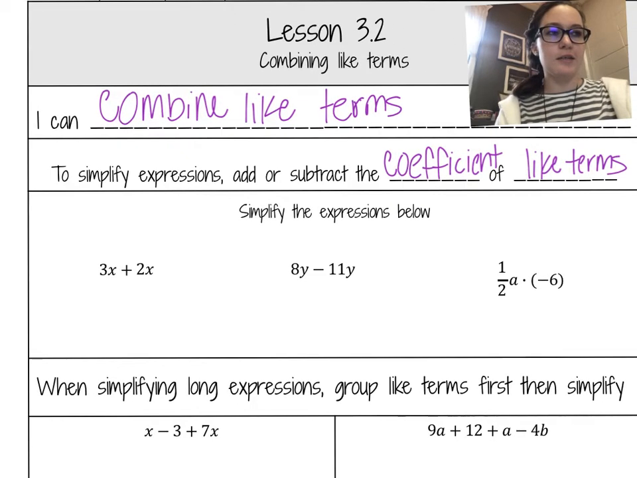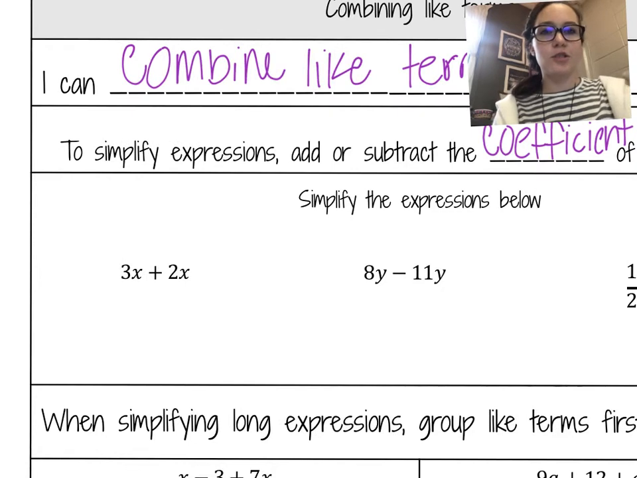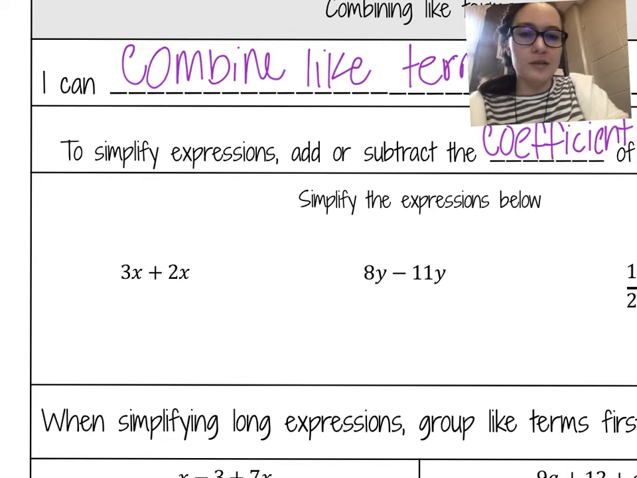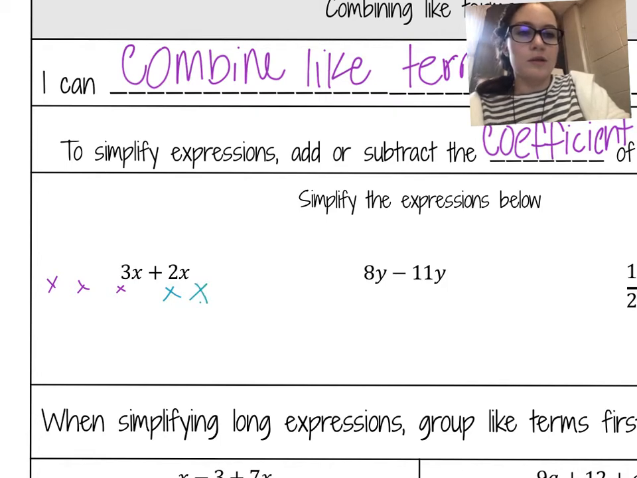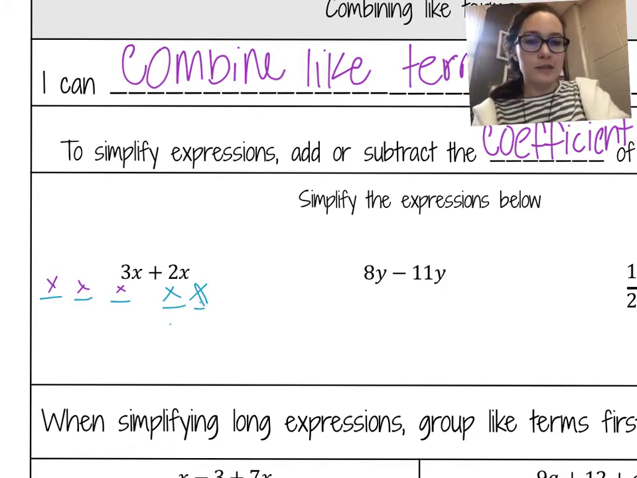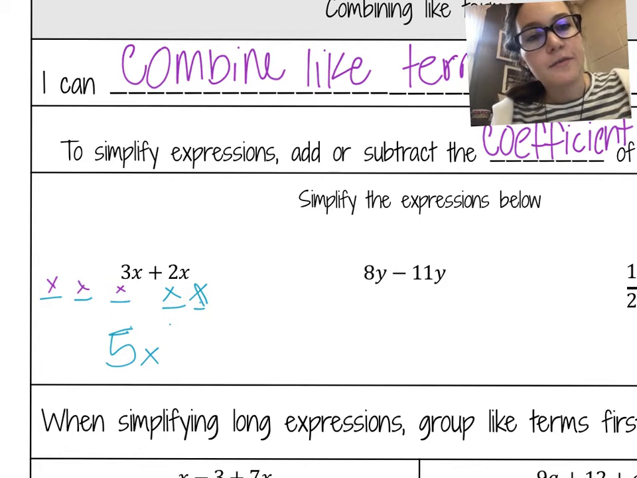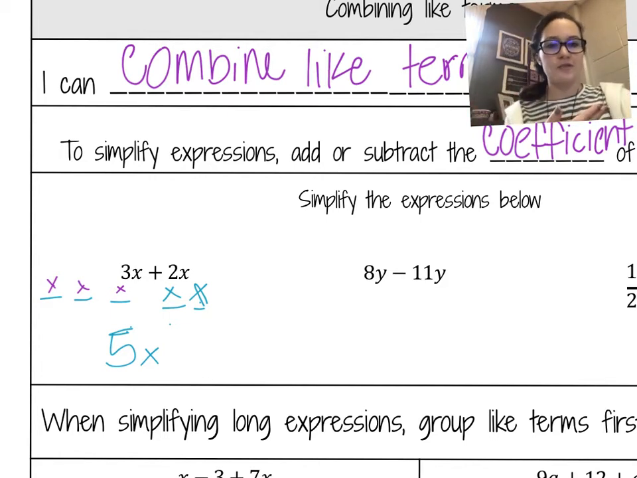So what that looks like is we have 3x plus 2x. Okay, let's kind of draw it first. So if I had 3 x's, 1, 2, 3, and I added 2 more x's, 1, 2, I would have 1, 2, 3, 4, 5 total x's, and we write that as 5x. You can also see that I have my coefficients. 3 plus 2 makes 5, so I'm just adding 3 plus 2.